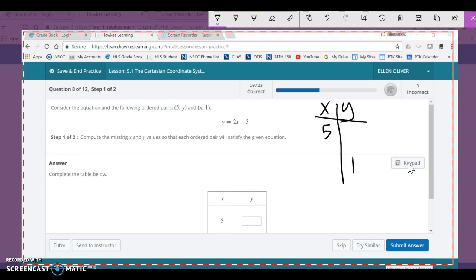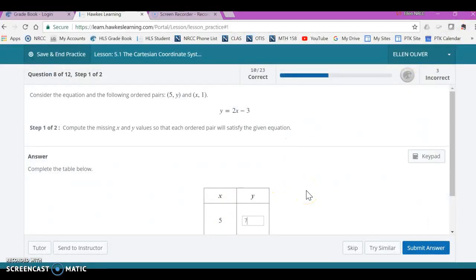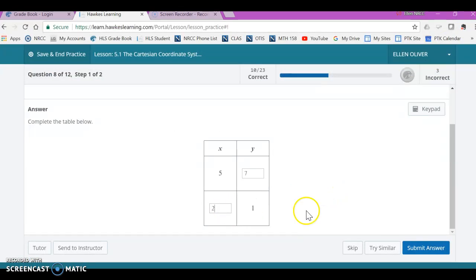Okay, so I need to plug in a 5 for x and solve for y. So y equals 2 times 5 minus 3, which is 10 minus 3, which is 7. So y is 7. Now I'm going to plug in y equals 1 and solve for x. So 1 equals 2x minus 3. Add 3 to both sides. 4 equals 2x, so 2 equals x. So the 2 goes there. So 5, 7, and 2, 1. Go back to here. 5, 7, and 2, 1.